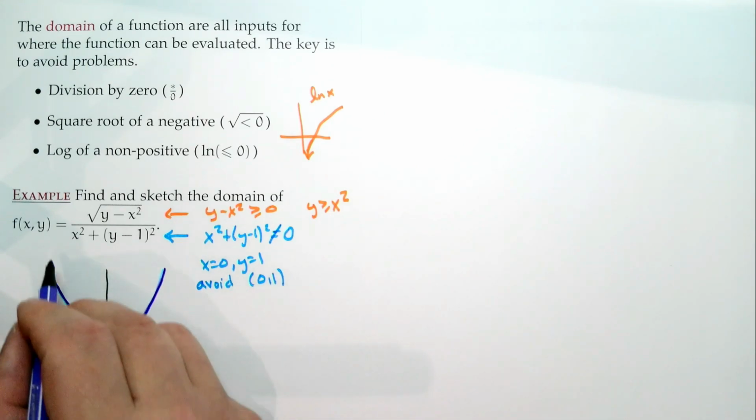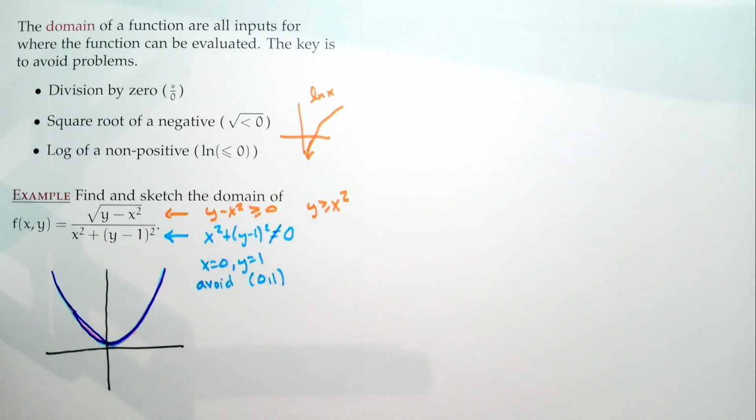Now, notice I draw a solid line. Why solid? Because I'm including it. If I didn't want to include it, what would I draw? Yeah, dashed or dotted. Okay.